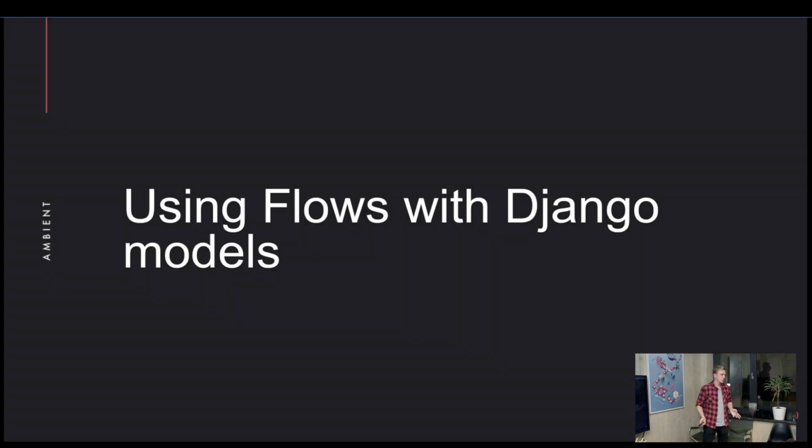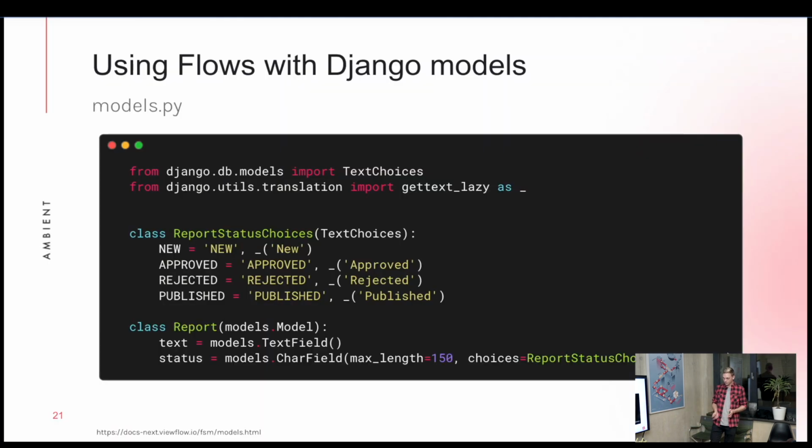What does this have to do with Django so far? We haven't really talked about Django. In Django, everything starts the way we know it. We have our models.py, we define our model there. In this example, our model is a report, which has the two fields text and status. Status is a report status choices. Yeah, it's a simple choice field.